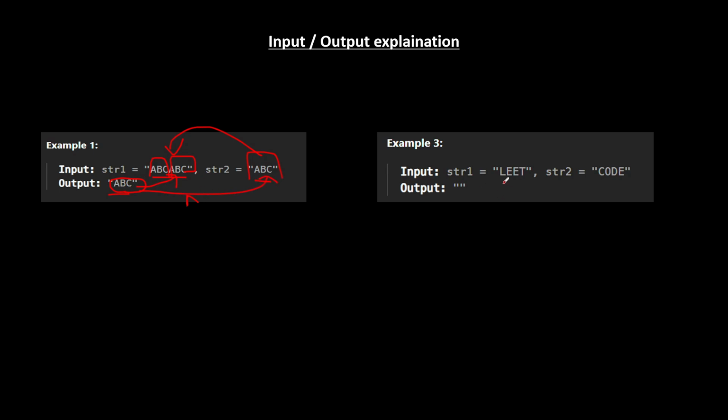If we take another example, string 1 is LEET and string 2 is CODE, there is no common ground as such so that this string could be divisible by this or vice versa. So we get the empty output.